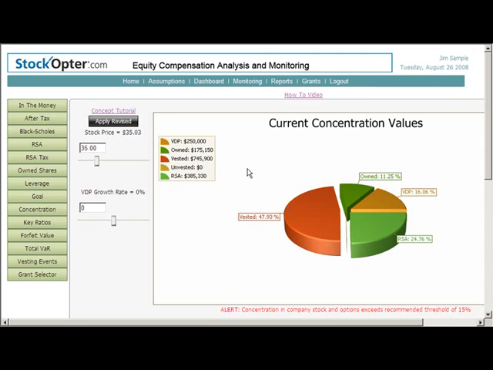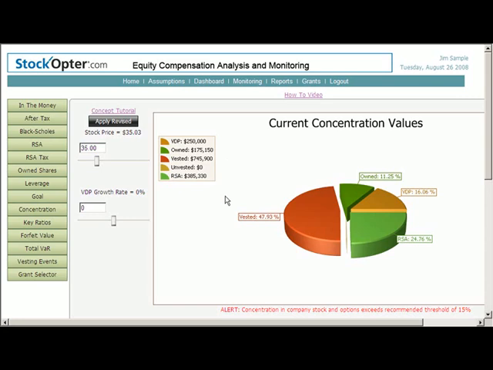asset. The legend in the upper left corner shows the pre-tax values of the participant's diversified portfolio, and this includes any assumed VDP growth rate that was entered in the personal data input screen. Jim's own shares, his vested options, unvested options, and RSAs. These values can be verified using the various dashboards.